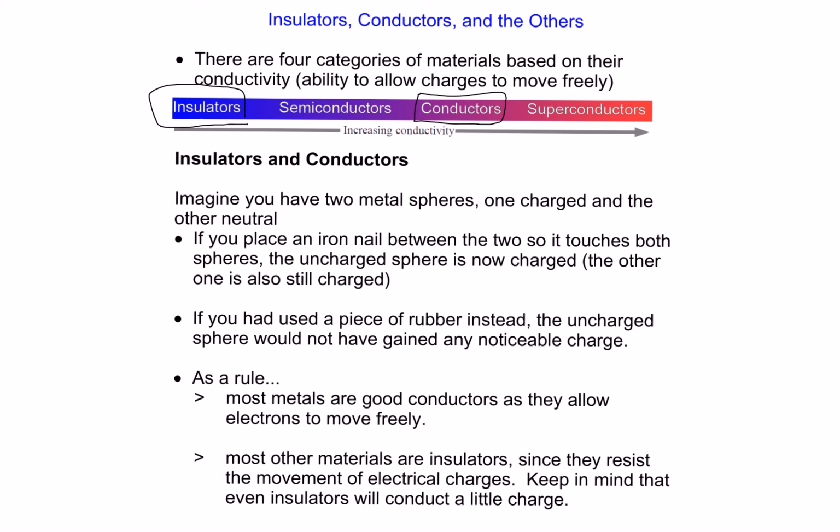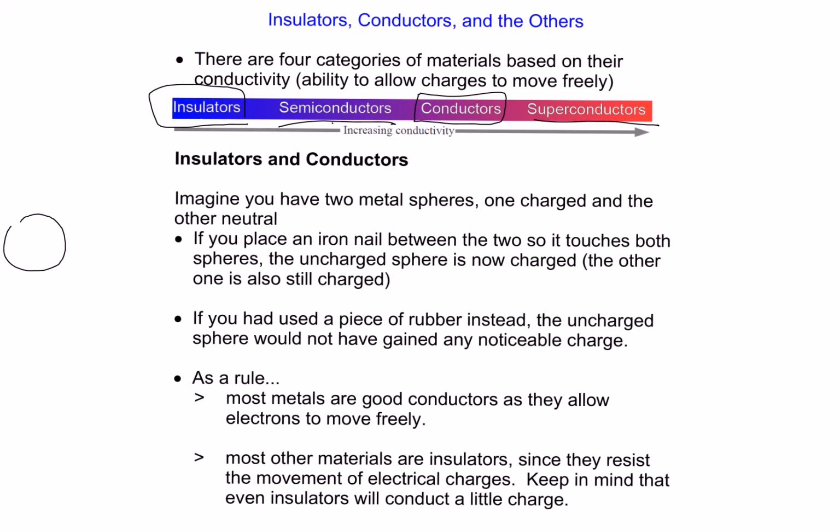So something that's sort of a conductor but not quite is a semiconductor, and then you can see at the end one that's an awesome conductor is a superconductor. So let's go through sort of what they are quickly before we get into some equations and formulas and so on. So first off, it says, imagine we got two metal spheres, one charged and the other neutral.